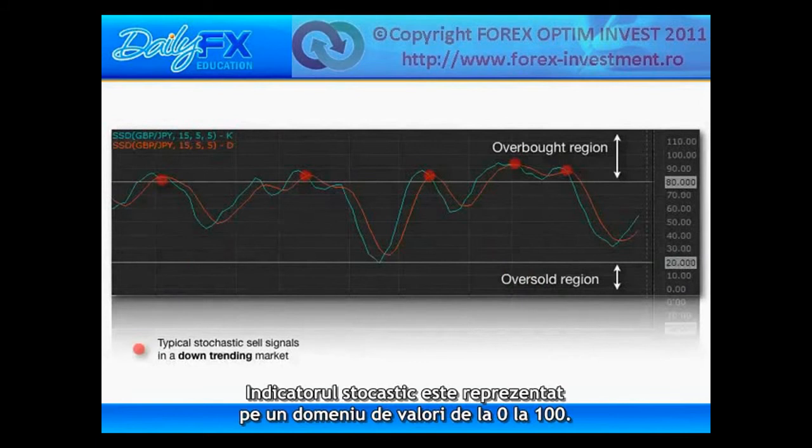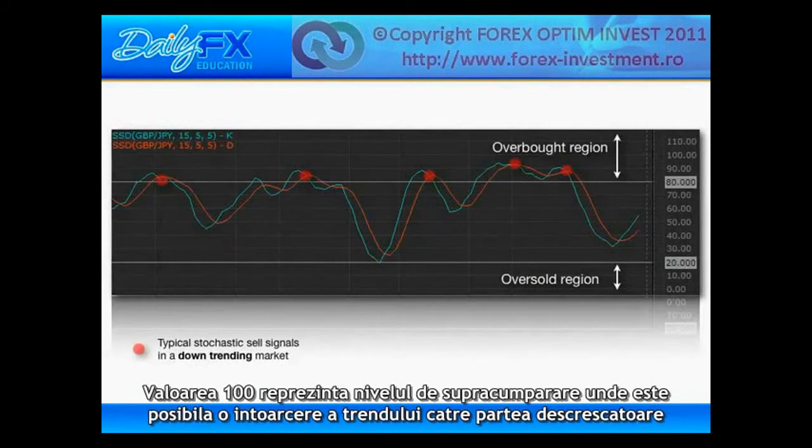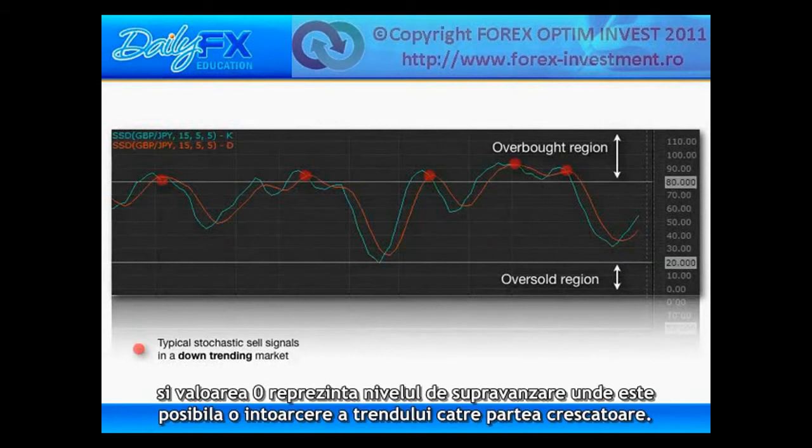The stochastics indicator is plotted with values from 0 to 100. The value of 100 is considered overbought, with the likely chance of a reversal to the downside. The value of 0 is considered oversold, with the likely chance of a reversal to the upside.